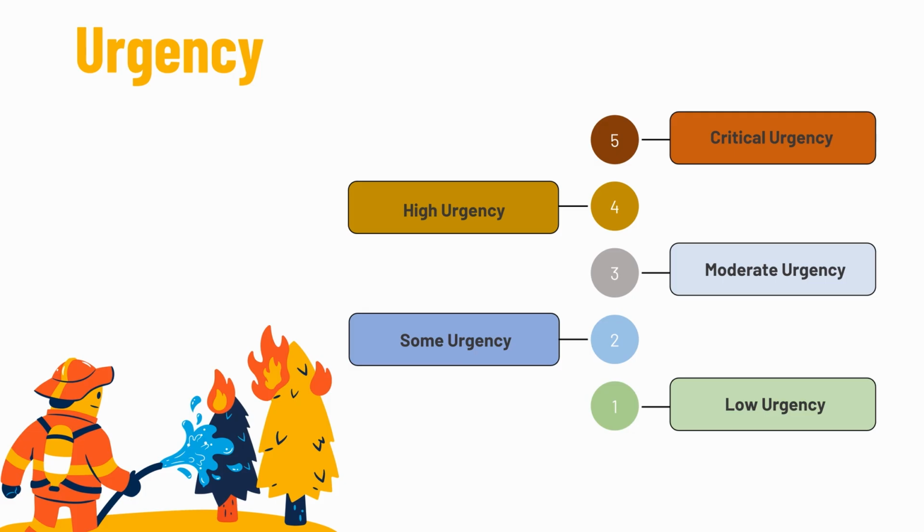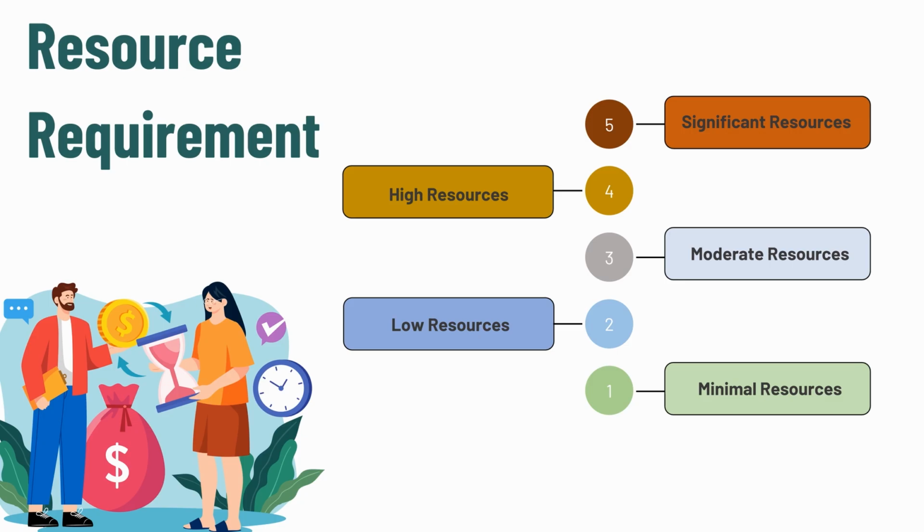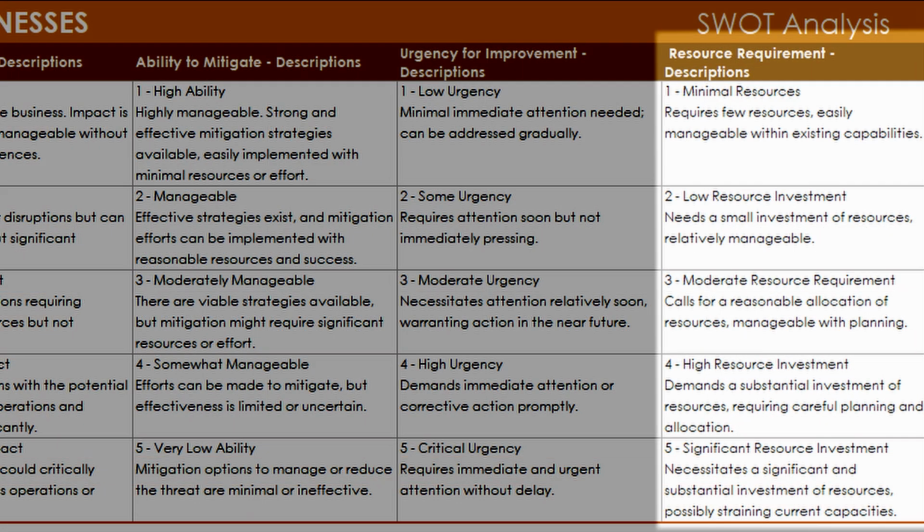The urgency for improvement ranges from low urgency, where minimal immediate attention is necessary, and this can be addressed gradually, to critical urgency, which requires immediate and urgent attention without delay. And the resource requirements range from minimal resources, which requires few resources, easily manageable with existing capability, up to significant resource investment, necessitating a significant and substantial investment of resources.